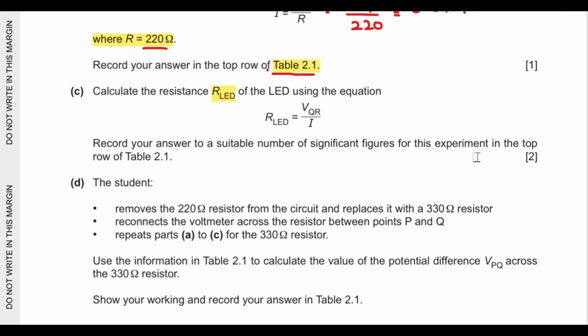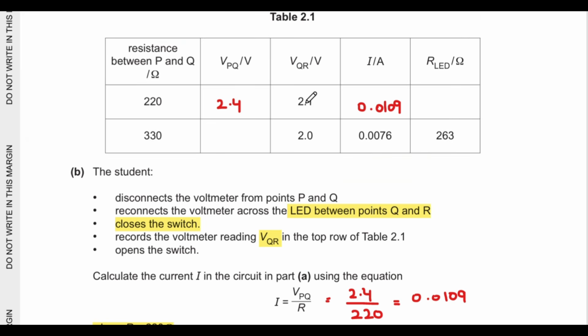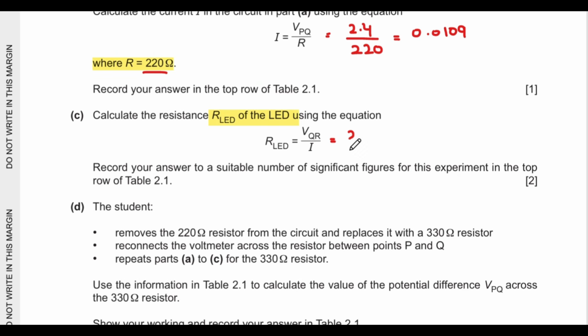Now, part C says calculate the resistance of LED using this equation and record your answer to a suitable number of significant figures for this experiment in the top row of table 2.1. To calculate the resistance of LED, the equation is already given. We have to put the voltage across QR that is provided by the question, which is 2.1, and the current across the whole circuit is already calculated. So we will just put the values.